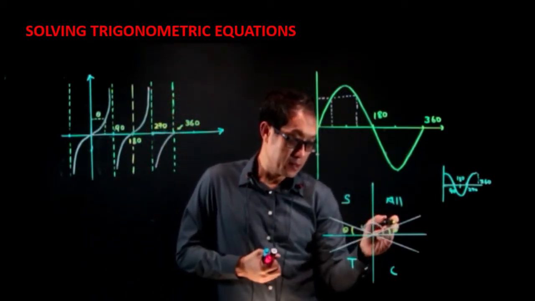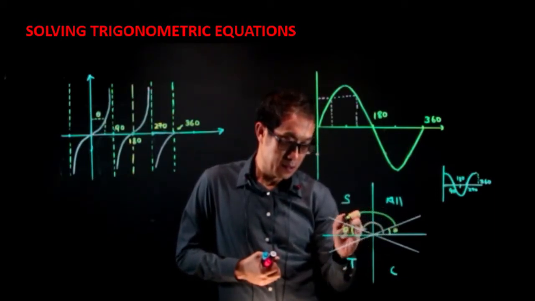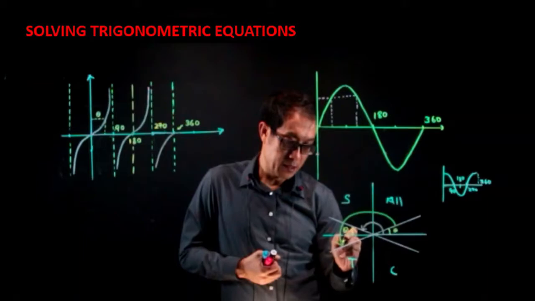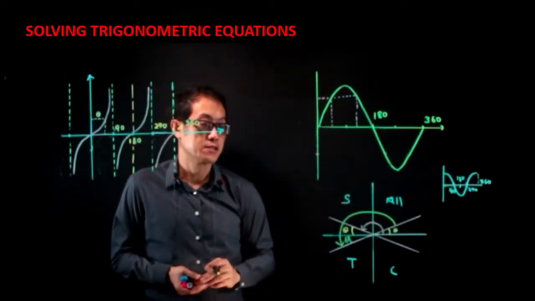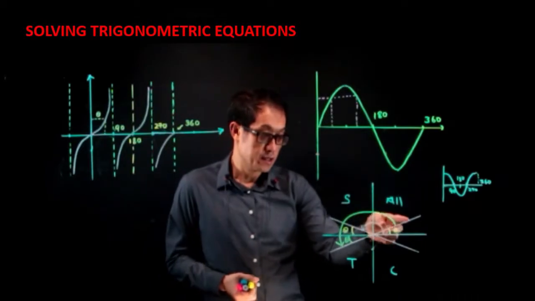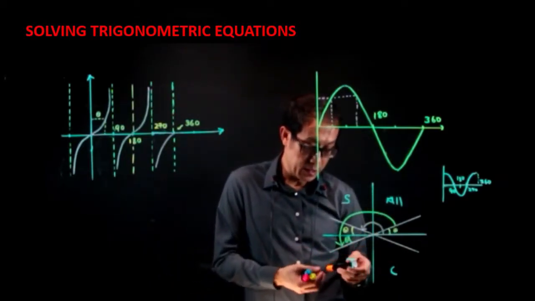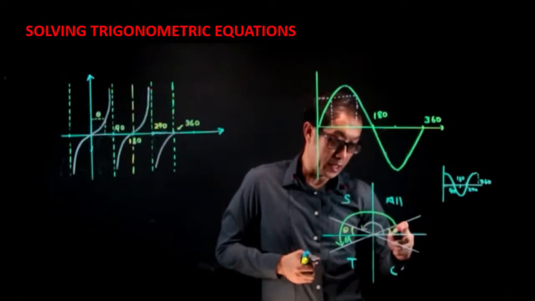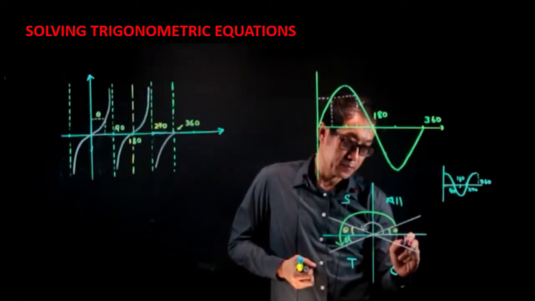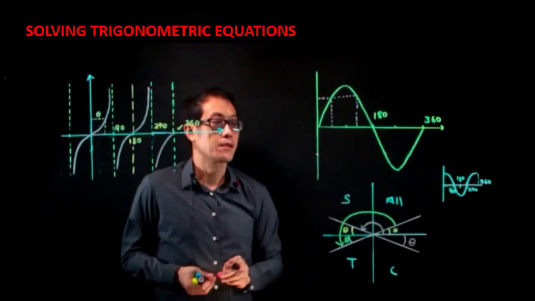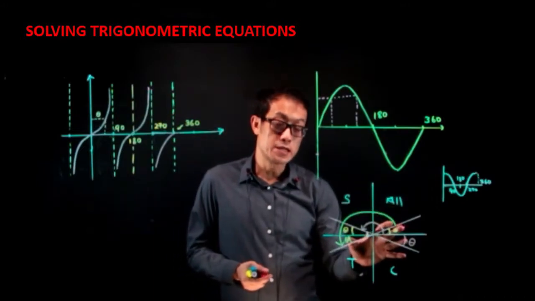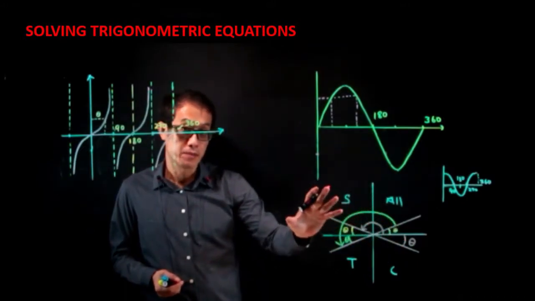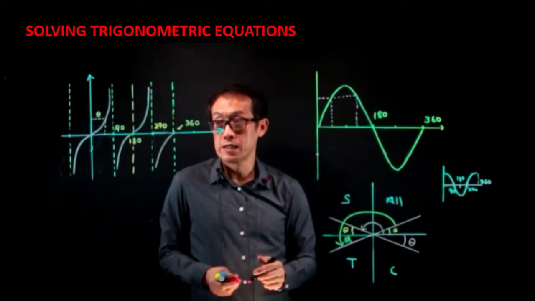This one, your basic angle is here. It's the acute angle made with the x-axis. And for the last one, I will not draw the actual angle. This is the basic angle. Now, it's very important to understand the concept that is related to the basic angle.